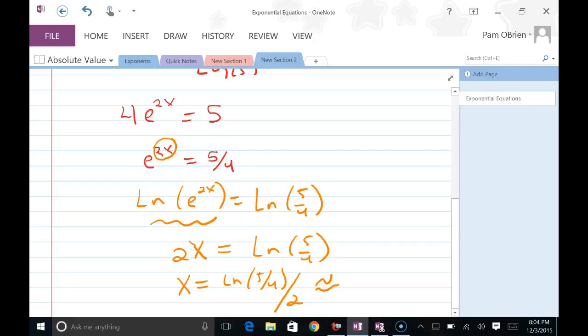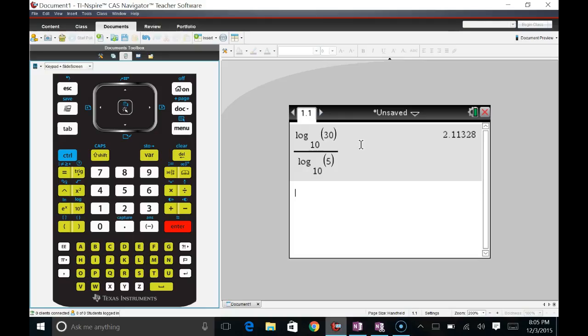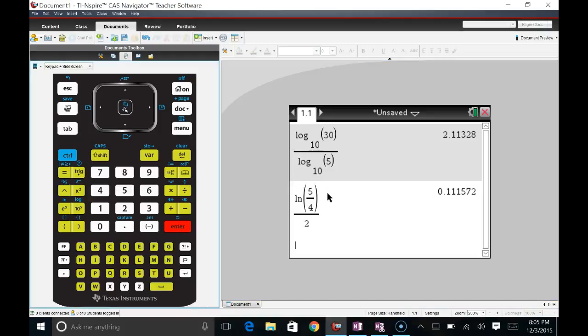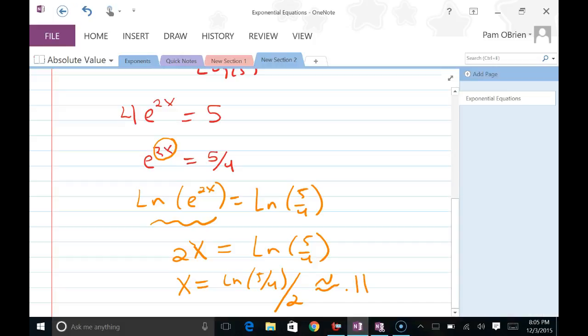Again, to make my life a little easier, I can put this in my calculator to get an approximation. What I have right now is an exact answer, but for an approximation, let's do ln of 5 divided by 4, divided by 2. And that's going to give us, now this is kind of funny, instead of 2.11, approximately 0.11. So that will be our answer.